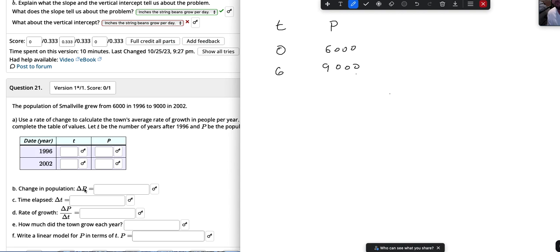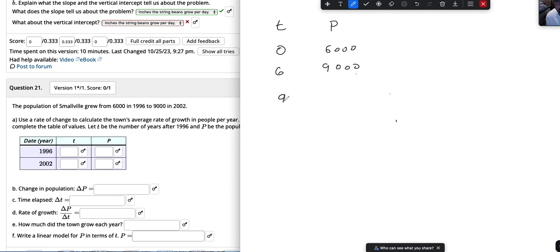The change in population, well, we can look right here and go, it went up 3,000, so that would be 3,000 people. The time elapsed, we can see that there's 6 years between 96 and 02. And then the rate of growth is the change in population over change in time. It's the same old change in y over change in x that we've been doing, or rise over run idea.